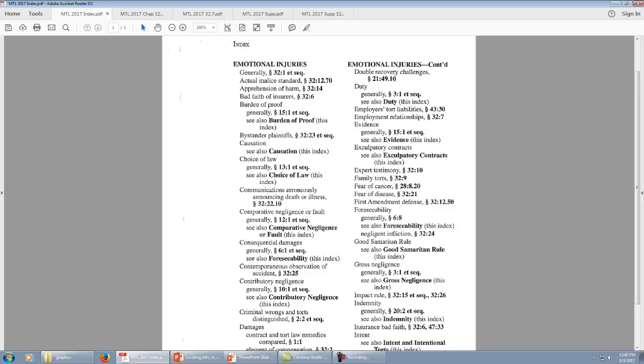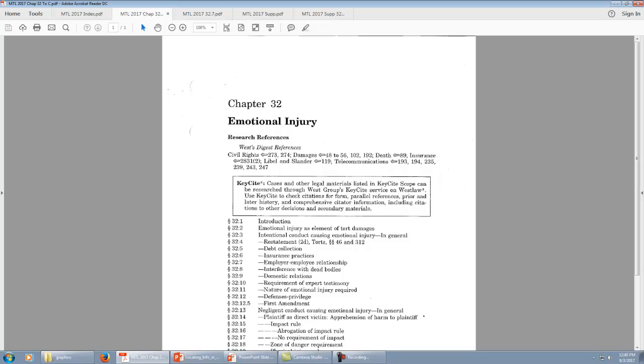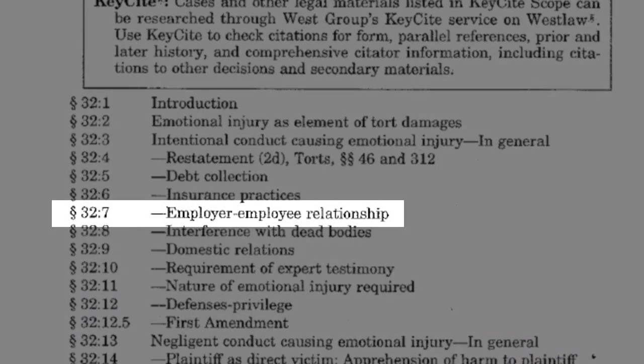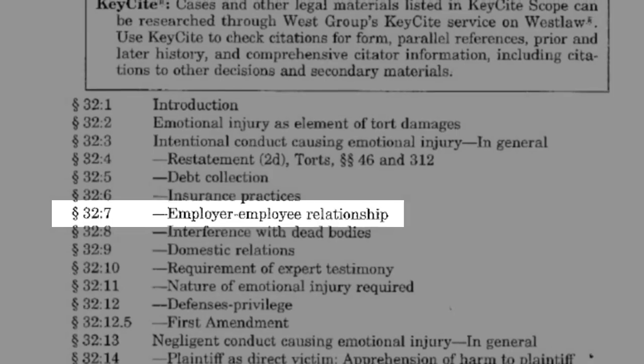So let's go to volume 4 of the set and look at chapter 32. Here's the first page of chapter 32. Here there is a table of contents for the chapter. Depending on the resource, the table of contents at the beginning of the chapter may provide more detail than the table of contents that covers the entire resource. Here the chapter index just points us to 32.7, so let's go there.